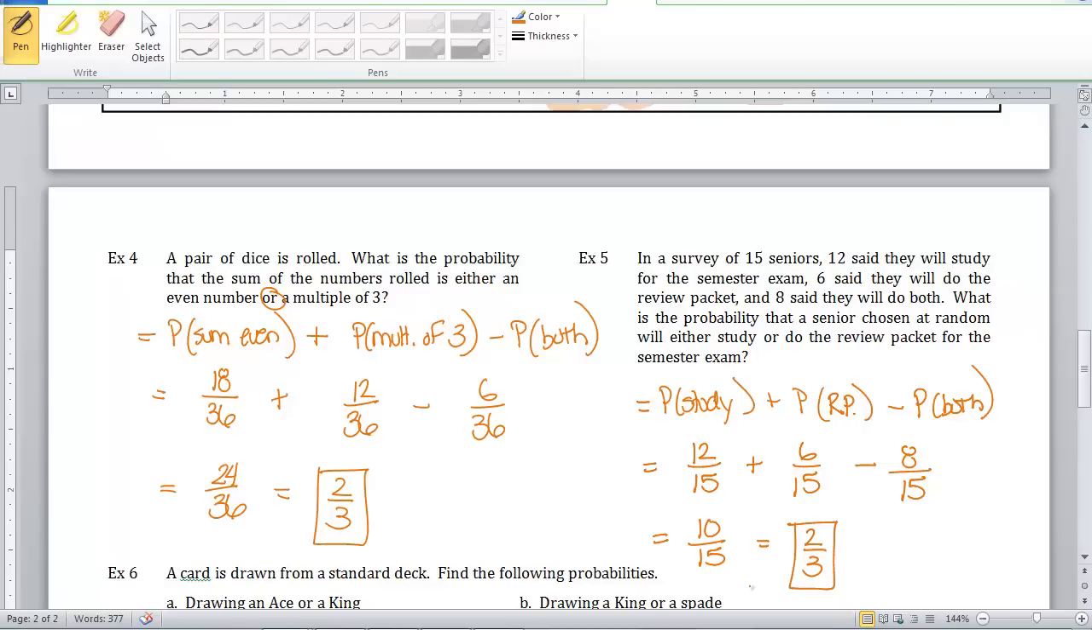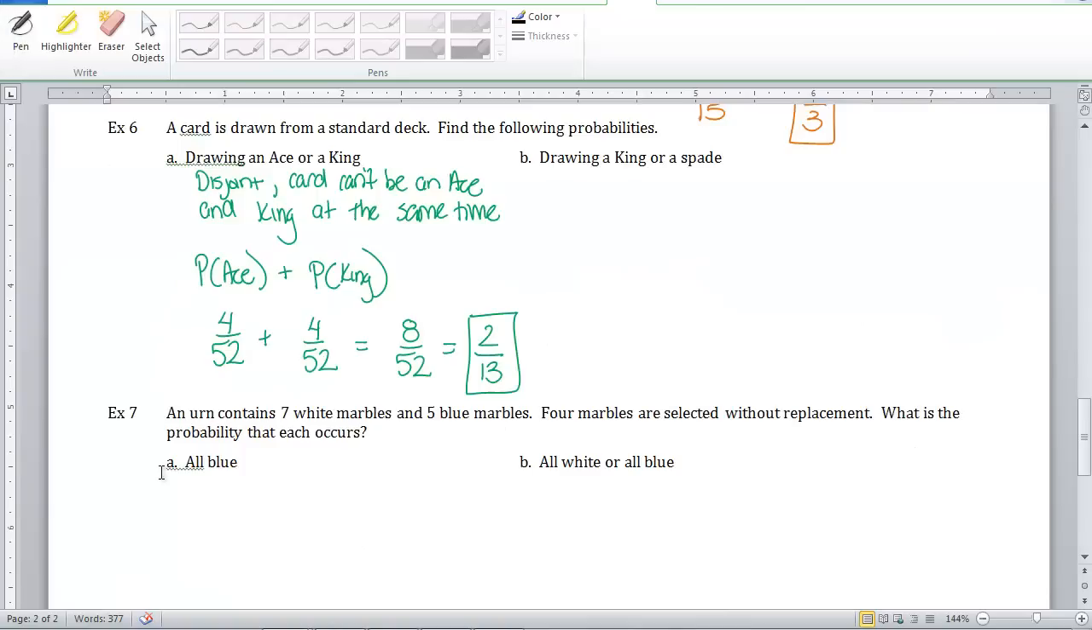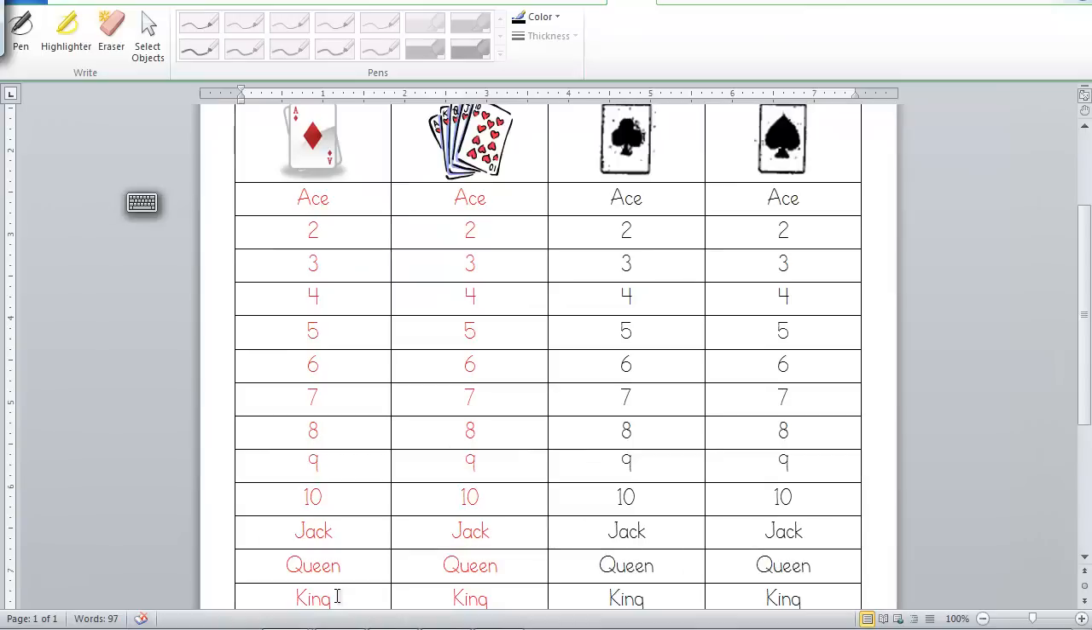Please now pause the video and do example 6A. Here, we wanted to know the probability of drawing an ace or a king. Well, it's never going to be possible for a card to be an ace and a king, so these events are disjoint. So if I look at my deck of cards sheet, there are 4 possibilities for drawing an ace, and there are 4 possibilities for drawing a king. Again, I have no overlap, no place where I have both an ace and a king. So that makes these disjoint.